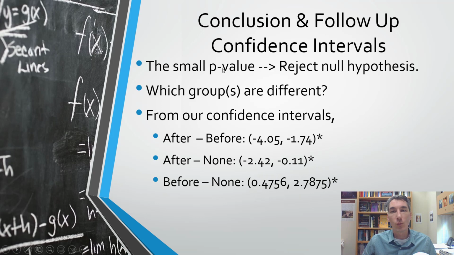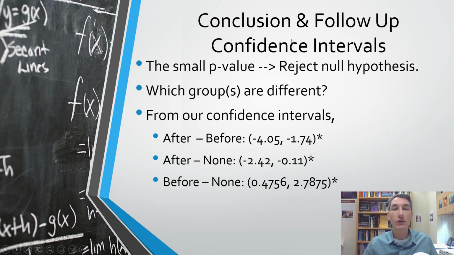So what do you conclude? Well, we've got a small p-value, so you can reject the null hypothesis. The null hypothesis was that all of the averages were the same. Those parameters, mu1, mu2, mu3, they're all the same. So at least one might be different. If at least one is different, which one is different?